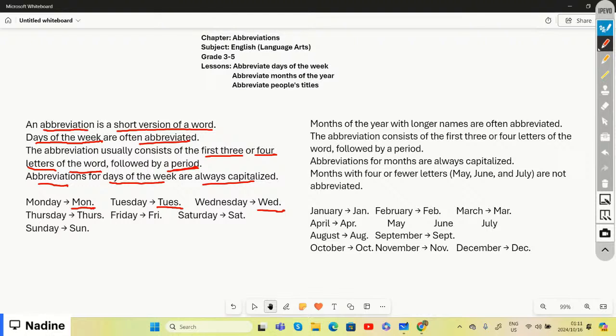Thursday is abbreviated to Thurs. This is now the first five letters. Thurs. and a period. Friday, Fri. Saturday, Sat. And Sunday, Sun. and a period. Do not forget the period, because the period over there will give us an indication that this word is being abbreviated.